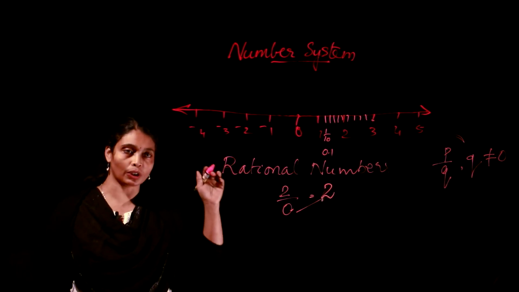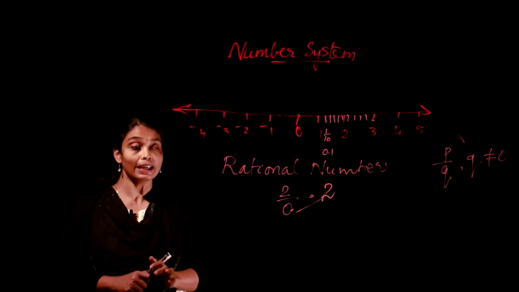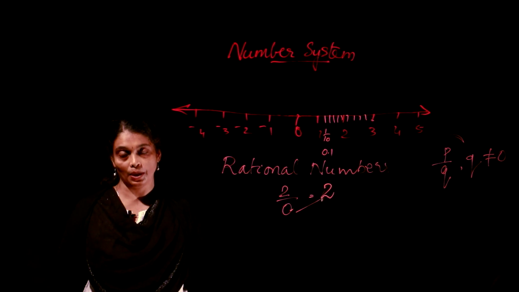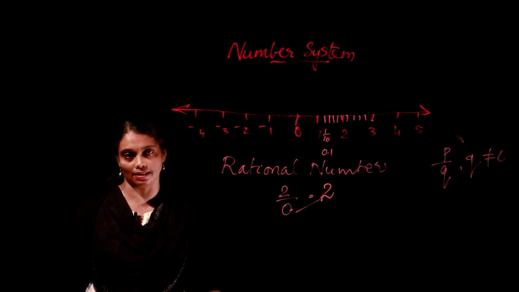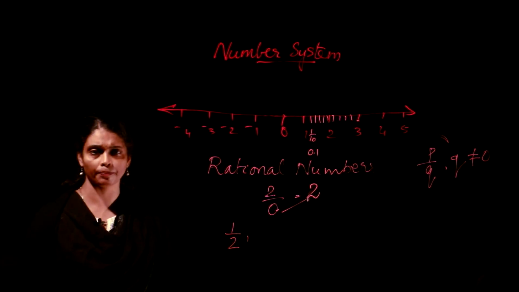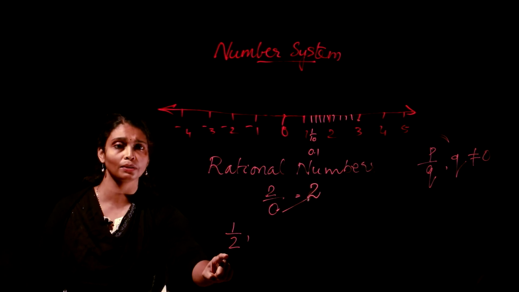Okay, so rational numbers are the numbers which can be written in the form p by q, where q cannot be 0. P and q are any integers. So tell me, is 1 by 2 a rational number? Yes, it is of the form p by q, where q is not 0.